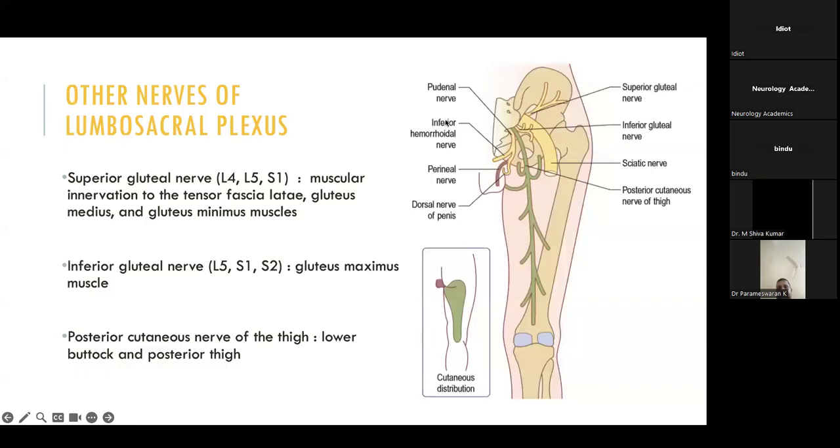Other nerves of the lumbosacral plexus are the superior gluteal nerve and inferior gluteal nerve. Superior gluteal nerve root value is L4, L5, S1, and inferior is L5, S1, S2. The inferior gluteal nerve supplies the gluteus maximus muscle. The superior supplies gluteus medius, tensor fasciae latae and minimus. And for cutaneous distribution, the lower buttock and posterior thigh are supplied by the posterior cutaneous nerve of thigh, which is a branch of the lower lumbosacral plexus.